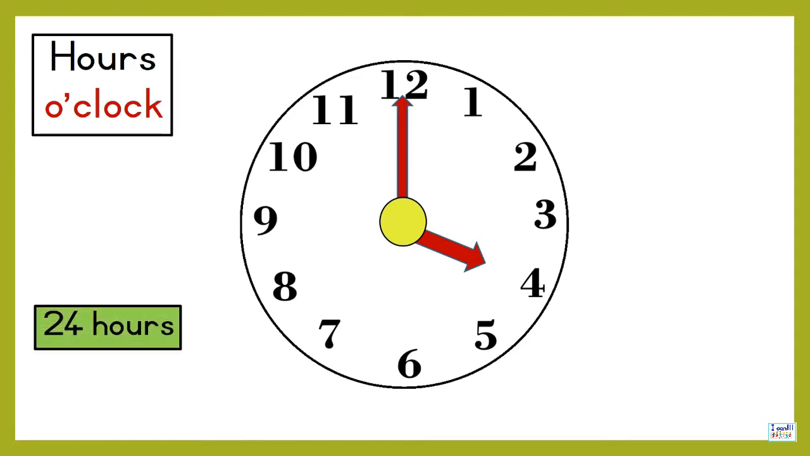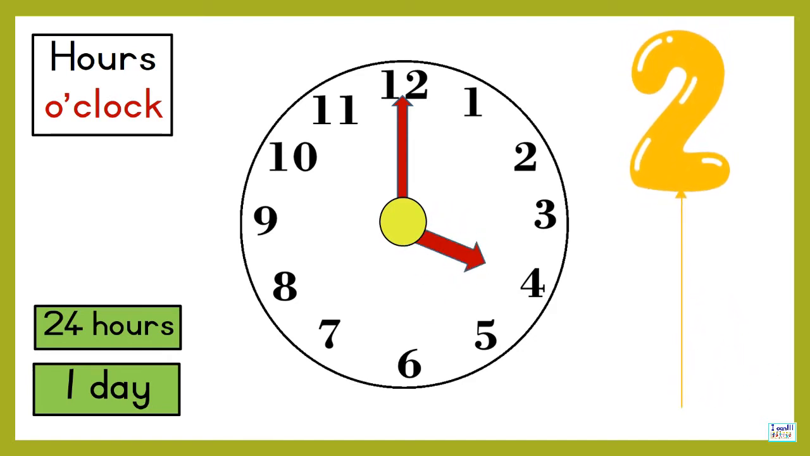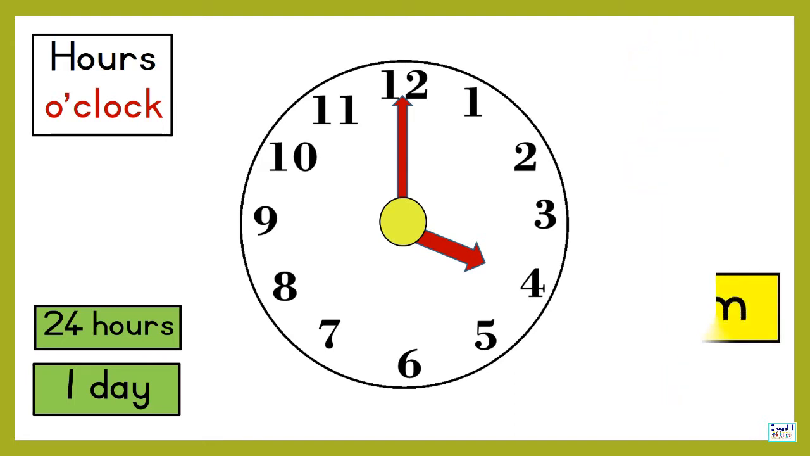There are 24 hours in one day. So the short arm goes around the clock twice in one day. The first time, when the short arm goes around, it is a.m., after midnight. That is everything that happens from midnight until the middle of the day. We're going to use a sun to represent that.